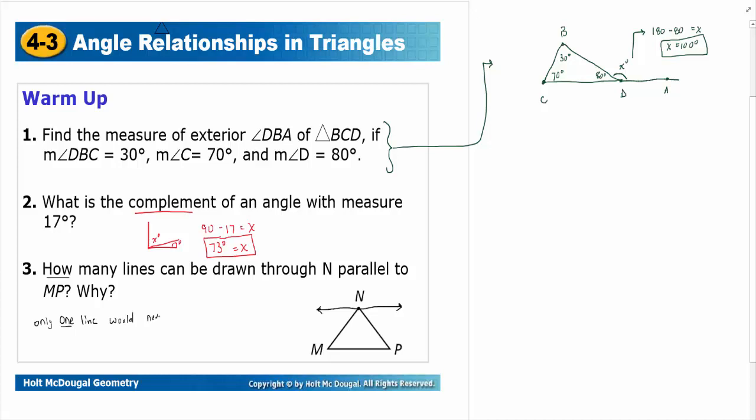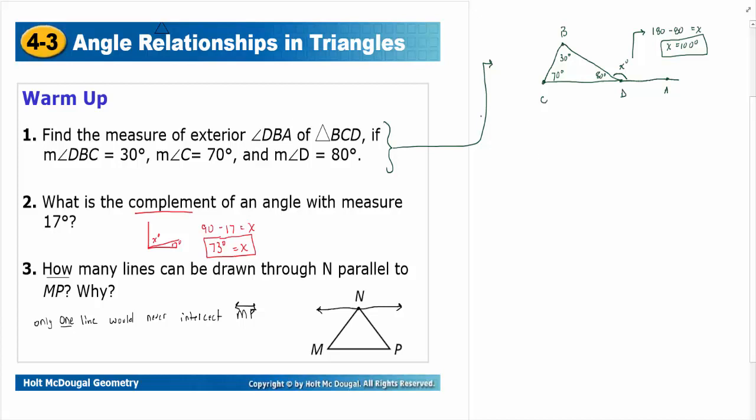would never intersect line MP. I'll call it a line. I know it's a segment, but we're talking about lines, and so it must be extending forever in that case. And we're talking about parallel. Okay, so there's your warm-up.